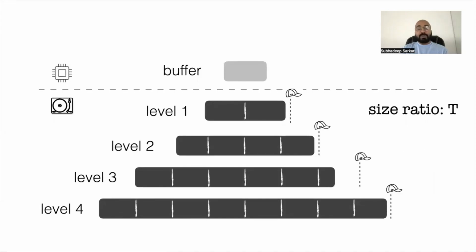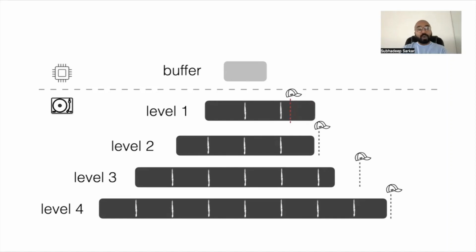Another thing that we should keep in mind is that the levels of an LSM tree, as we go down the tree, have increasingly more capacity. So level 2, for example, has T times the capacity of level 1, and this T is often referred to as the size ratio of the tree.